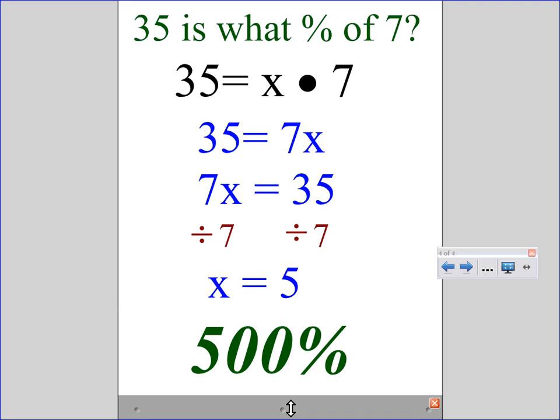Then students scratch their head and say, how is this even remotely possible? Think about this. What percent of 7 is 7? 100%. If you got a test that was 7 questions and you got 7 right, you would have 100% on that test. Now, I want to know what 35 of 7 is going to be. 14 of 7 is going to be 200%, 21 of 7 is 300%, 28 of 7 is 400%, 35 of 7 is 500%.